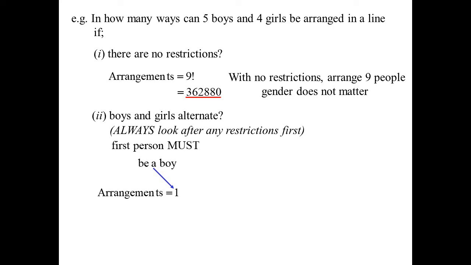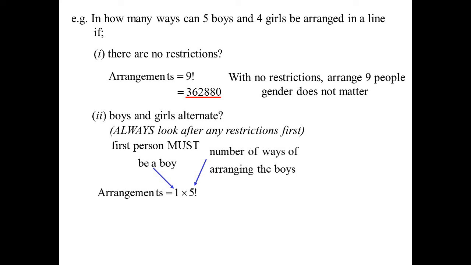I haven't arranged anyone yet. Now I'm going to arrange the boys. I know I'm going to start with a boy. You 5 guys, go and line up, will you? How many ways could that happen? 5 factorial. 5 objects are going to arrange themselves. So now I'm going to put the girls in. But there's now only one way they can be placed, because they have to be alternating.